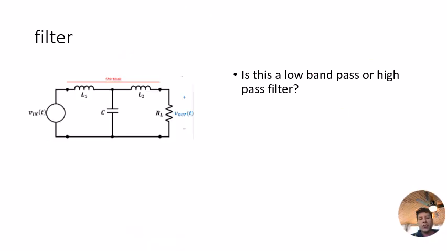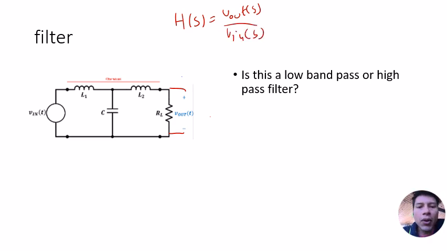Let's go over one more example before we kind of drop this. Okay, so is this a low pass, high pass, or band pass filter? So this is the output. So our transfer function H of s is just V out of s divided by V in of s. In this case, it's probably easiest just to do our little trick where we look at how the impedances behave at omega equals 0 and omega equals infinity. So let's look at that.